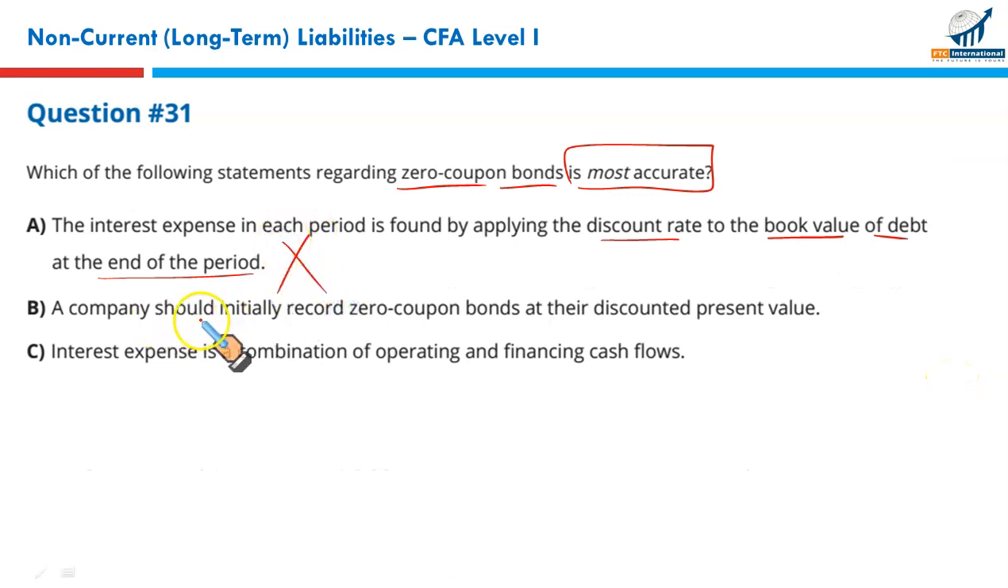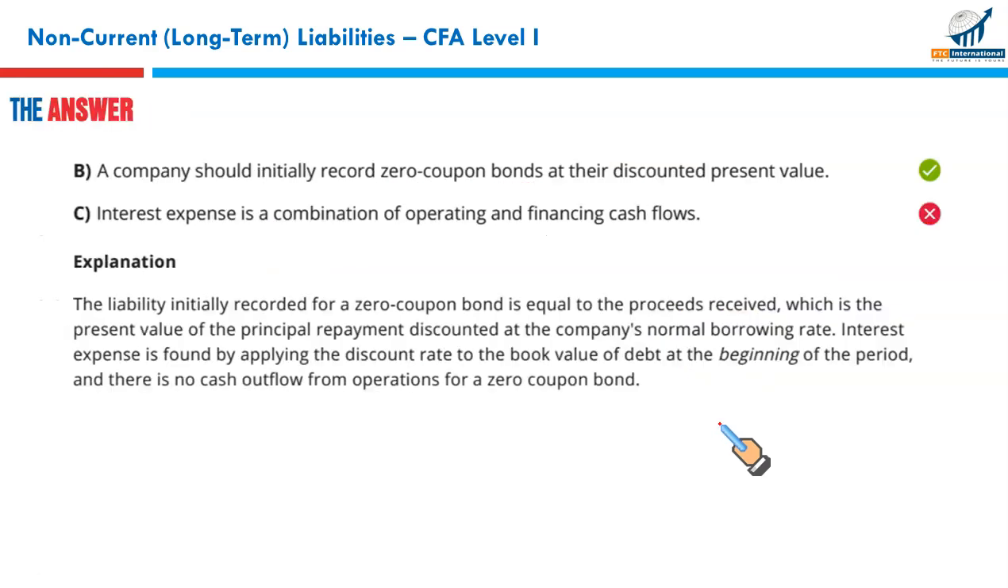B. A company should initially record zero coupon bonds at their discounted present value. It's true. It's perfectly correct. C. Interest expense is a combination of operating and financing cash flows. Wrong. Since it's a zero coupon bond, there is no cash flow for interest payment. So this is an incorrect statement.